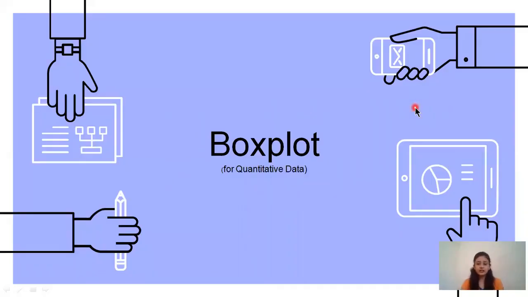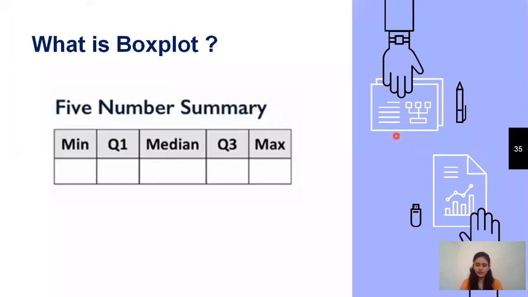Now we will see what the box plot is. Mainly the box plot is used for quantitative data. So remember this: box plot is used for quantitative data. So what is a box plot? It is a 5-number summary.